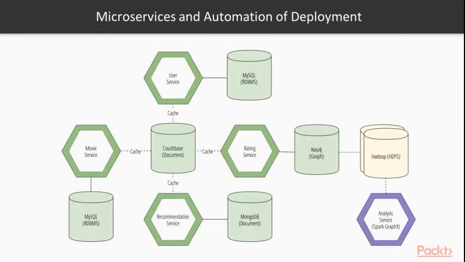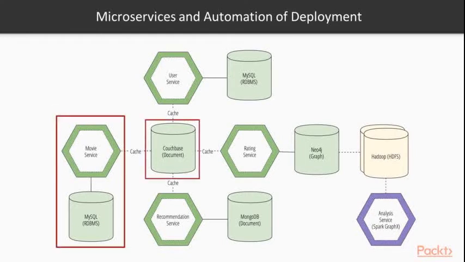Recently there is a trend of microservices. So we have an architecture that is loosely coupled. So let's imagine that we have a system where we have multiple services and each service is responsible for something else. So we have a movie service that speaks with MySQL and Couch database.